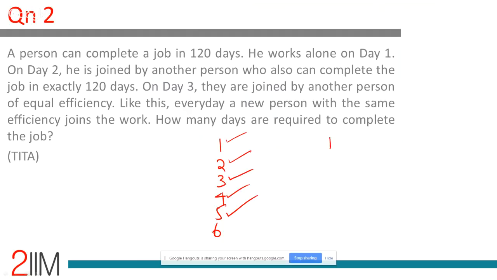I'm going to jump across and say 15 we have. 15 into 16 by 2. n into (n plus 1) by 2. 15 into 8 is 120. So this will get completed in 15 days. 1 plus 2 plus 3 plus 4 all the way till 15. That's the answer you're looking for.